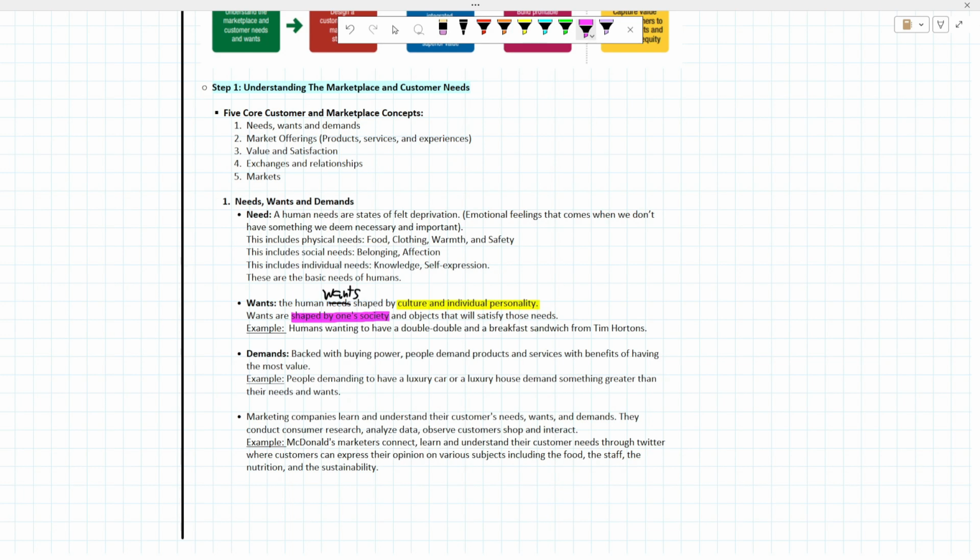So marketing companies learn and understand their customer needs, wants, and demands. They conduct customer research, analyze data, and observe customers as they shop and interact. An example of this is McDonald's marketers connecting, learning, and understanding their customers' needs through Twitter, where customers can express their opinions on various subjects, including the food, the staff, the nutrition, and the sustainability. So this is for the needs, wants, and demands.